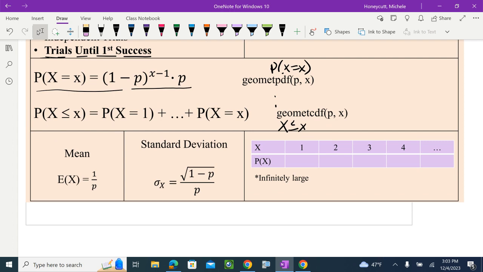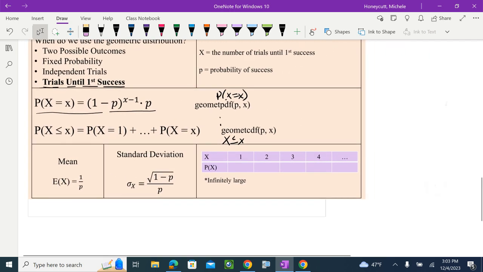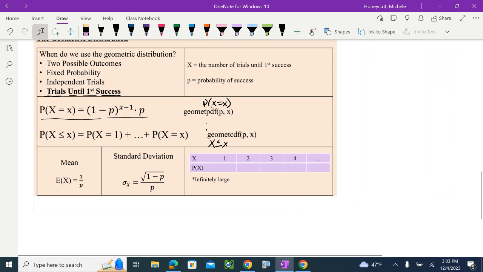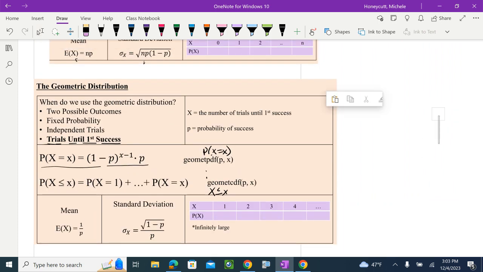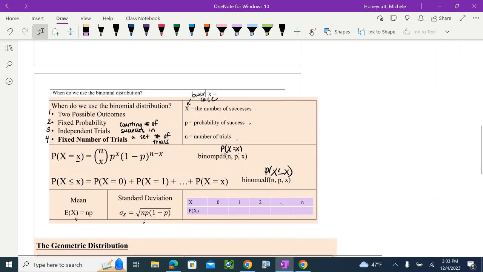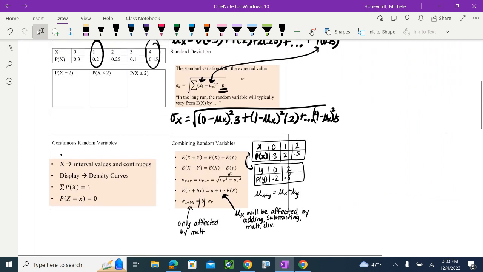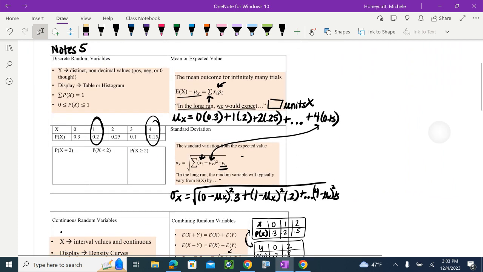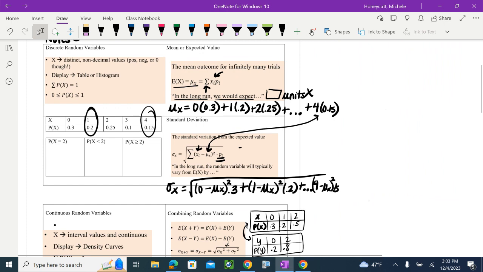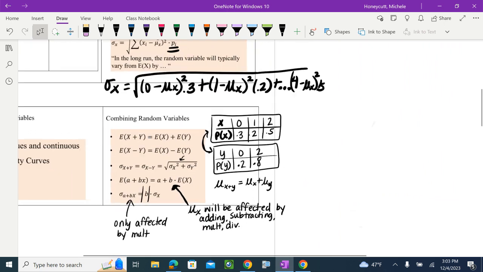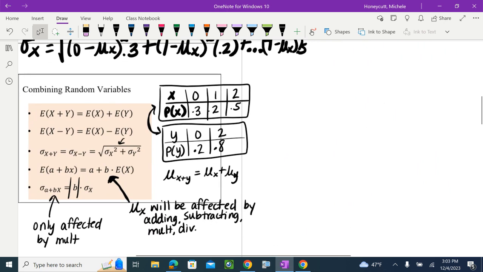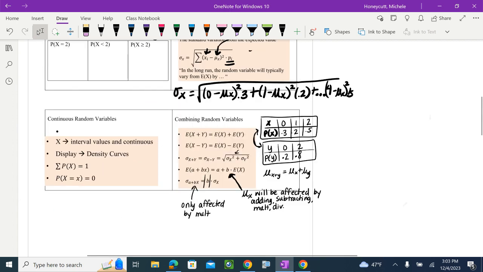So once again, there's basically 4 ideas you're going to have on this quiz: geometric distribution, binomial distribution, and then we've got our random variables, but then you also had what happens when you add two distributions together, subtract, what happens when you add, and what happens when you multiply. So those are the 4 ideas.